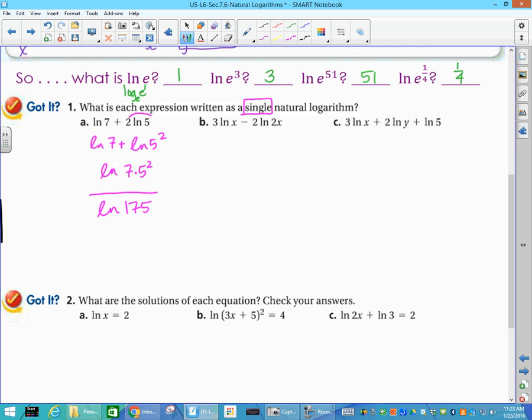And I had somebody ask me, yeah, I do need you to write the steps because I need to see the work that supports your answer. So please make sure you do that. Okay, look at the next one.